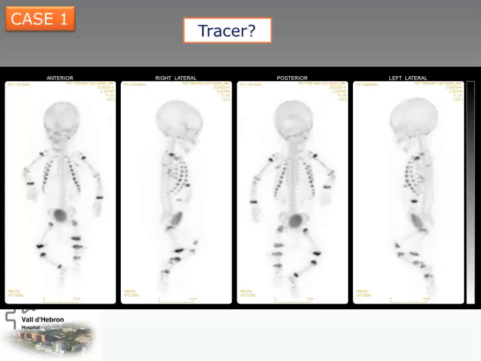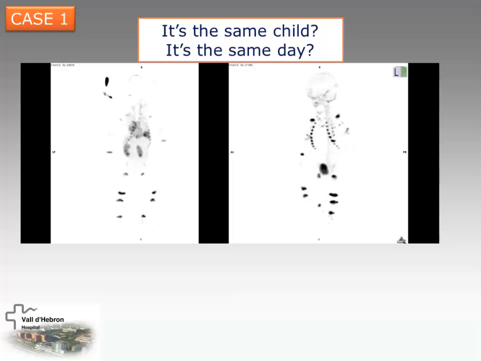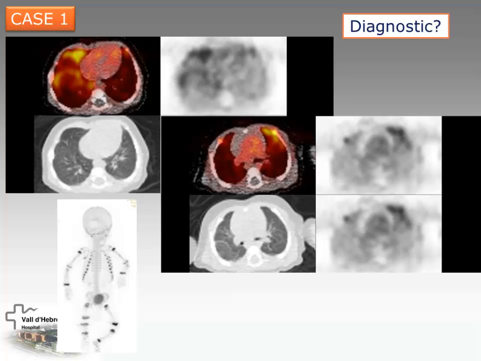Do you want to see the fused images? Well, these are the MIP images of the blood pool on the left and the fluorine on the right. And these are the fused images. Low count images, but it's not a problem. They are diagnostic. Do you want more images?